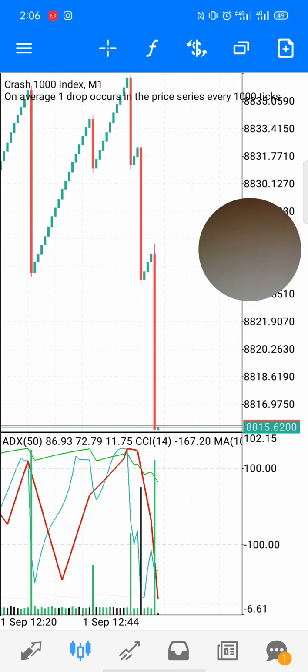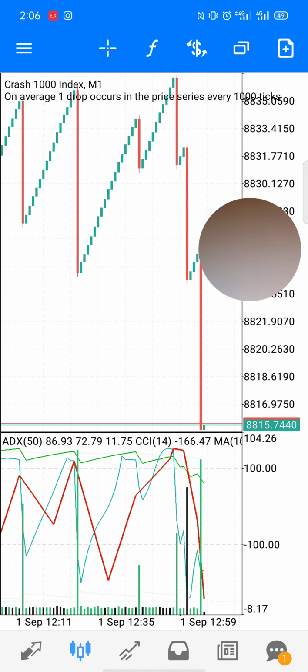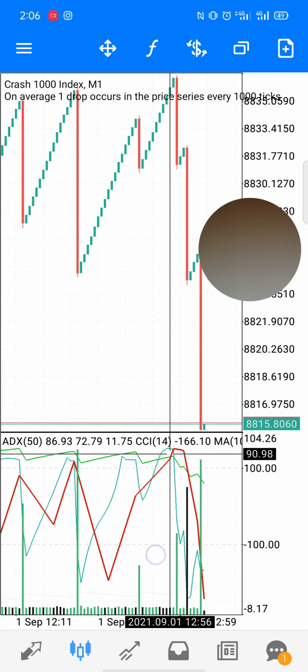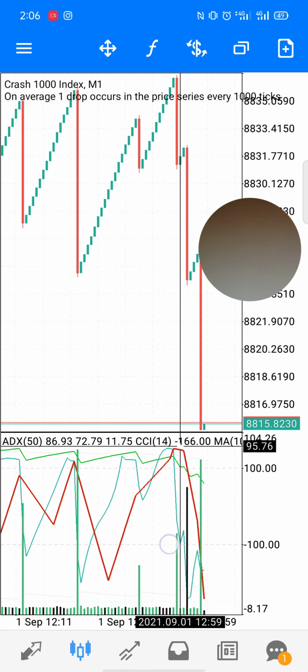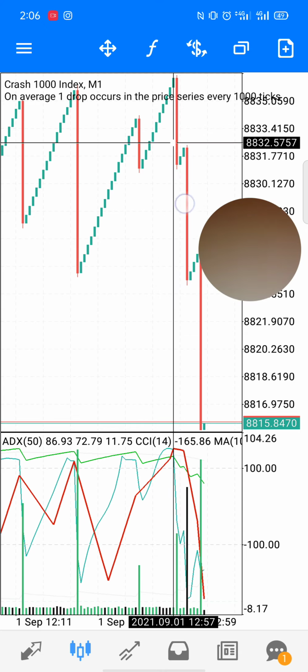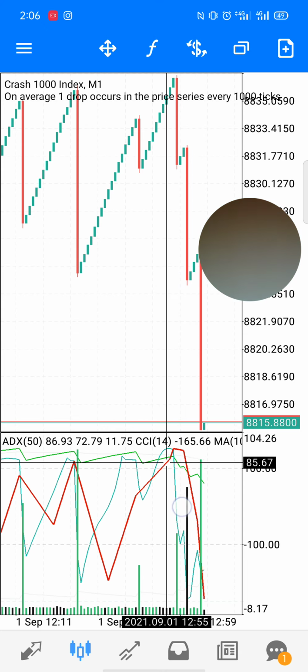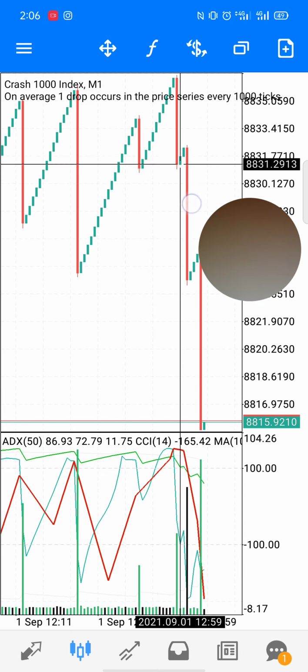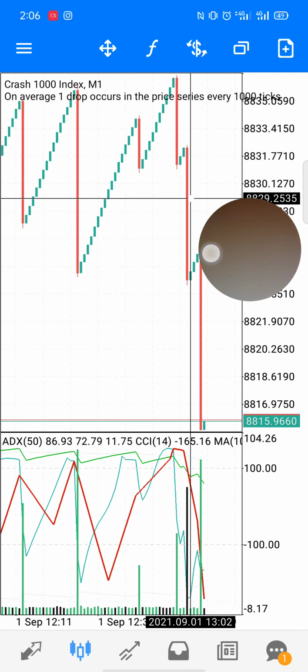For Crash 500 and Crash 1000, you get ready to catch spikes when the red moving average crosses above. Look at this market. Look at this point. It crossed above at this point, and look, we got a spike here. You can see this strategy, guys, it works. It crossed above at this point, and then we got a spike here. You see, we got a spike there.